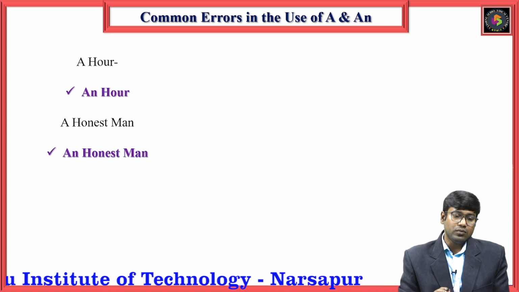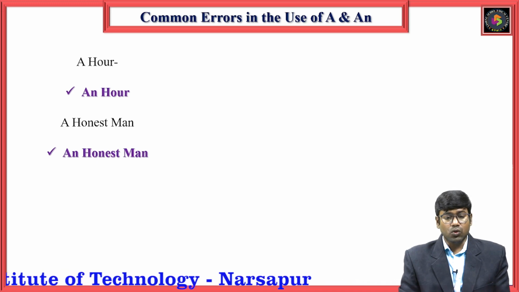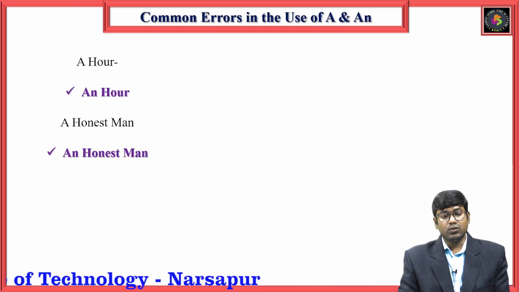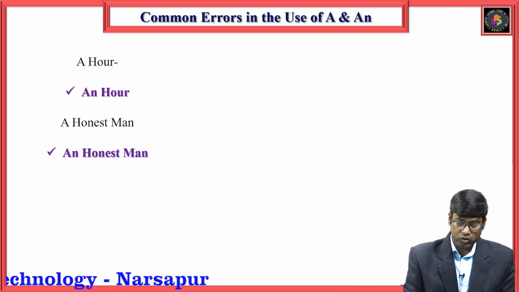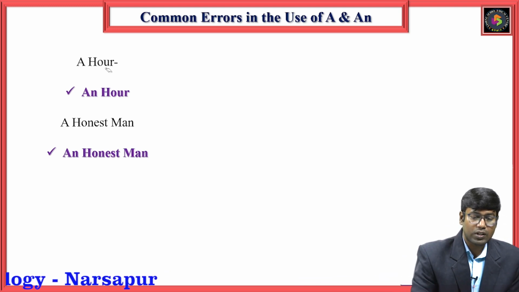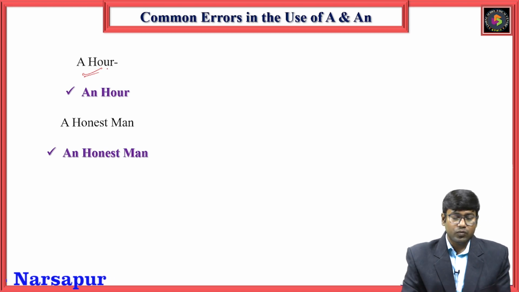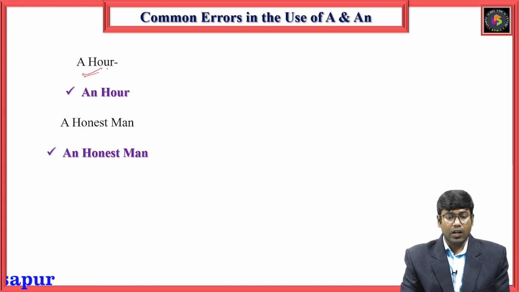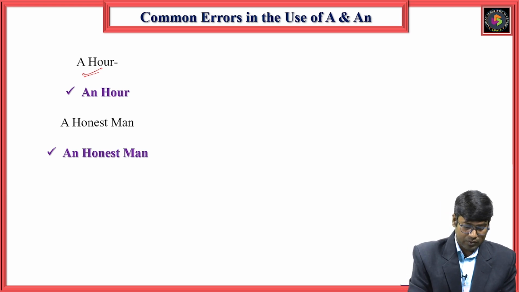That is hour. So our, this hour. The H is actually pronounced as a vowel. Hour is coming, so it is an hour. Similarly, a honest man is incorrect. It is an honest man. So its vowel sound is coming in the initial letter. Like this, you will get such examples.